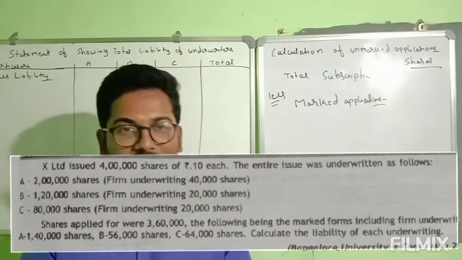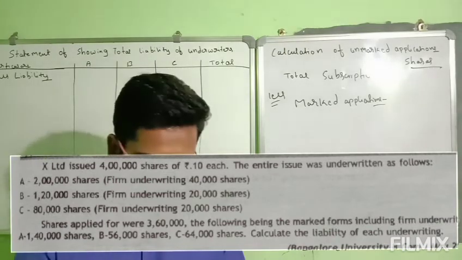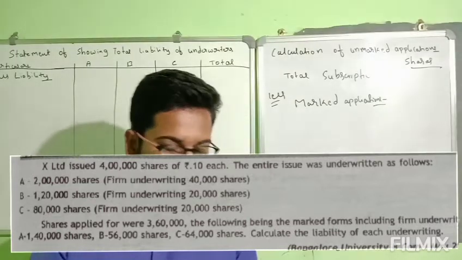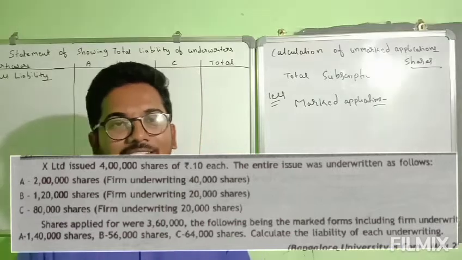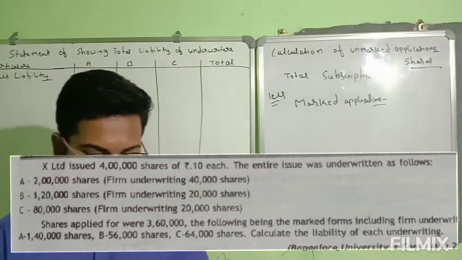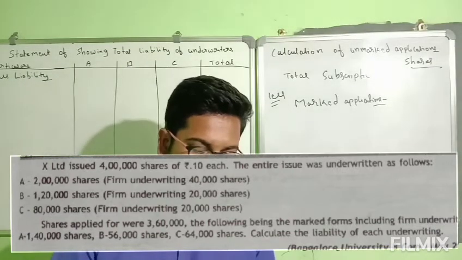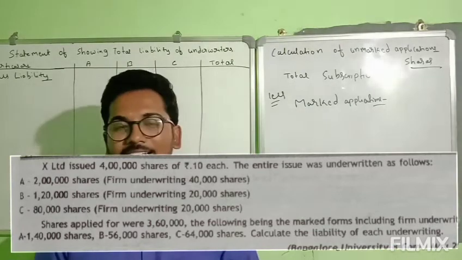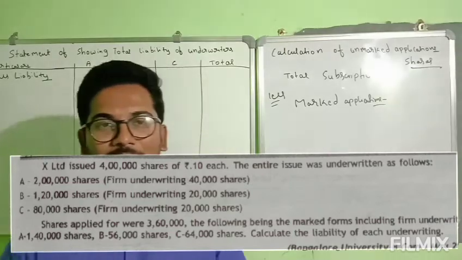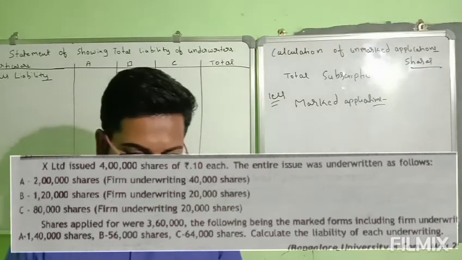So 4 lakh shares are issued, and those 4 lakh shares are completely underwritten by A, B and C. So it's complete underwriting. Along with that, they can give an entry called firm underwriting. So let's continue the question. Shares applied were 3,60,000 shares. That is what we call public subscription.